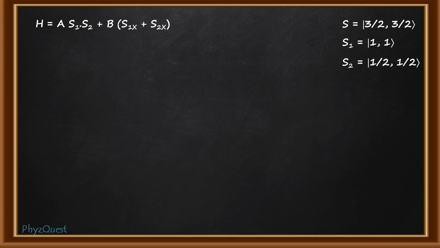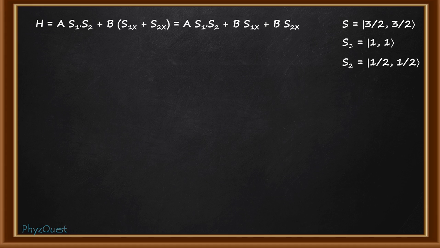The given Hamiltonian is H equals A S1 dot S2 plus B (S1x plus S2x), and the eigenstates we have got are for S, S1 and S2. If we omit the bracket, we can rewrite this Hamiltonian as A S1 dot S2 plus B S1x plus B S2x.